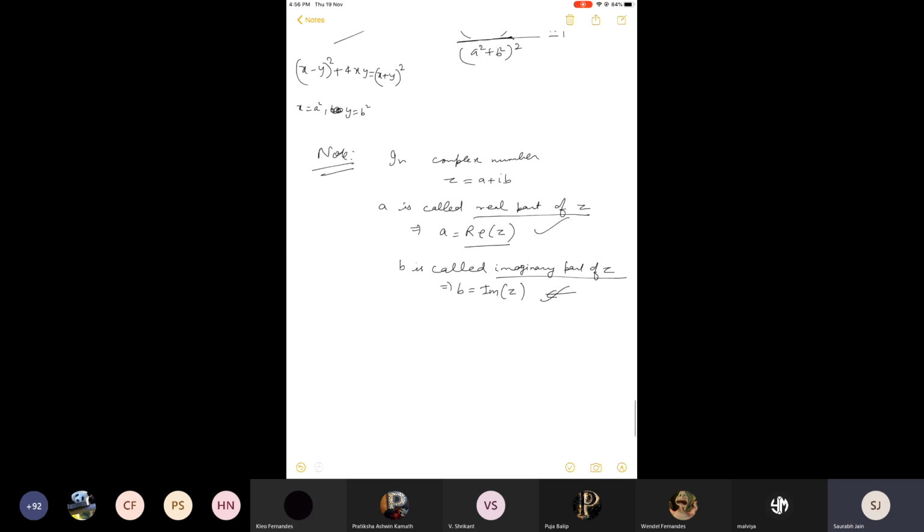For instance, if we are asked to prove this for any two complex numbers named Z1 and Z2: prove that real part of Z1 into Z2 is equal to real part of Z1 into real part of Z2 minus imaginary part of Z1 into imaginary part of Z2. Sometimes they use brackets, sometimes they don't. It is really fine, because either I write REZ1 or RE bracket Z1. Meaning is clear: real part of Z1.